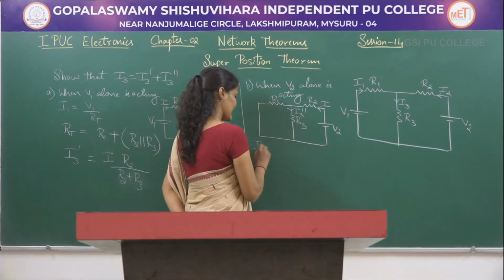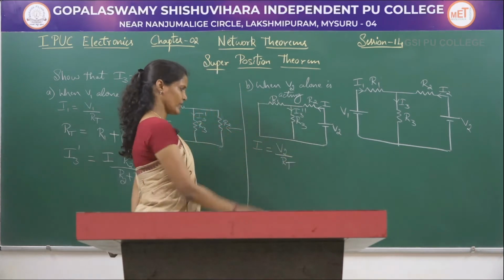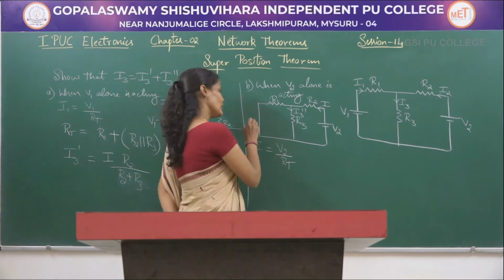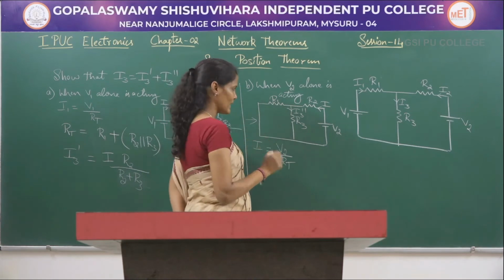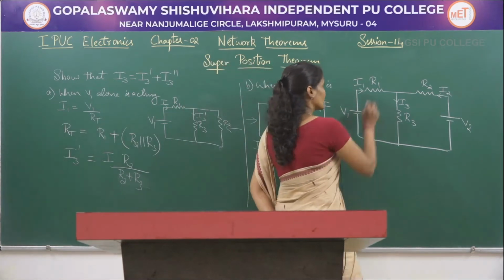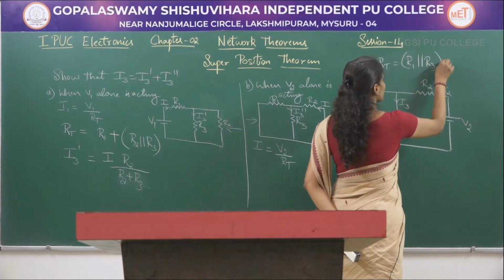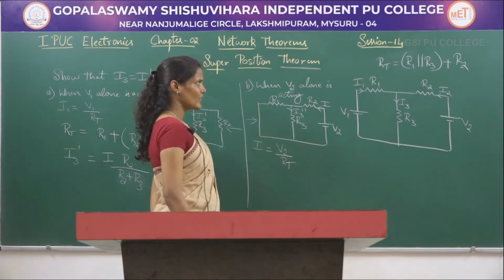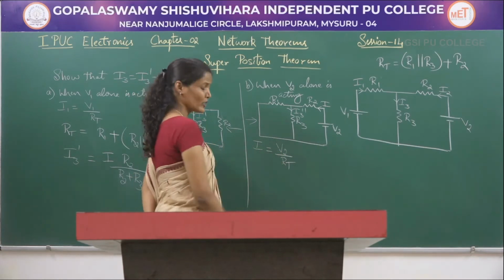The total current I can be easily found out by V2 divided by R total. V is equal to I into R, so in place of R, we are writing R total. If you look from this particular end, the resistors R1 and R3 are connected in parallel and that parallel combination is in series with R2. So R total will be equal to R1 parallel to R3, that will be in series with R2. Clear? Now you can easily find out the total current by substituting that value in RT.